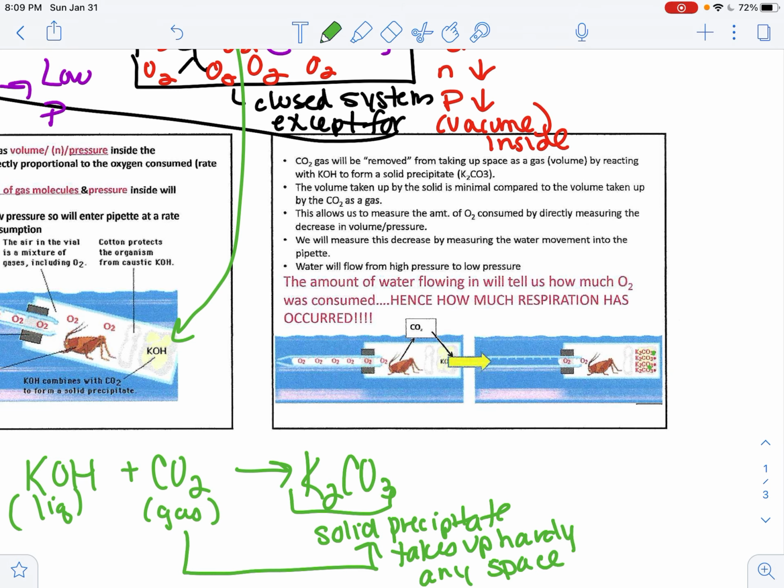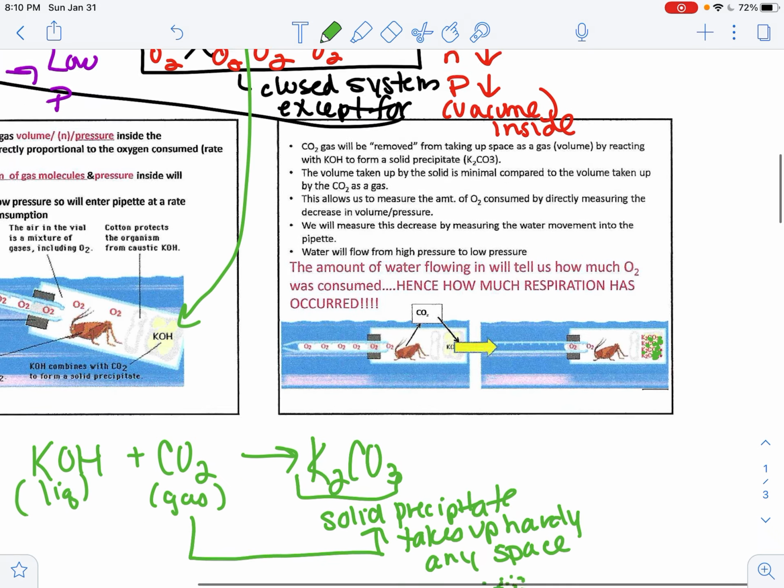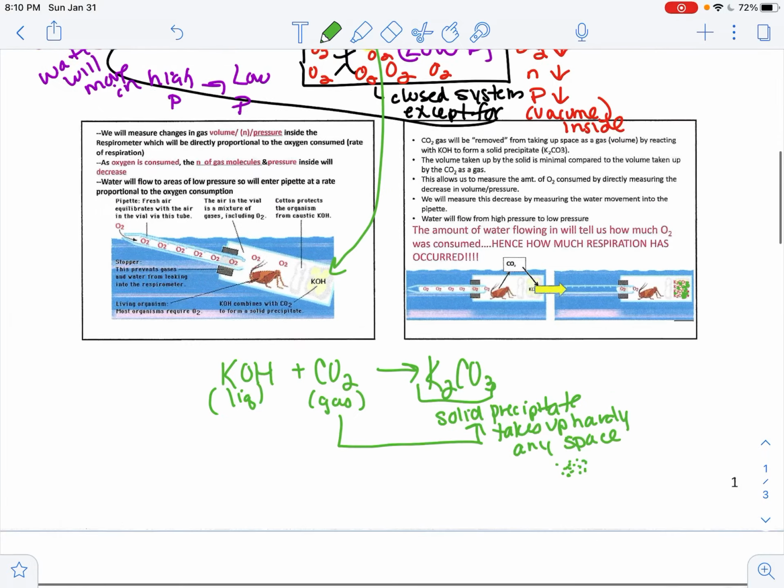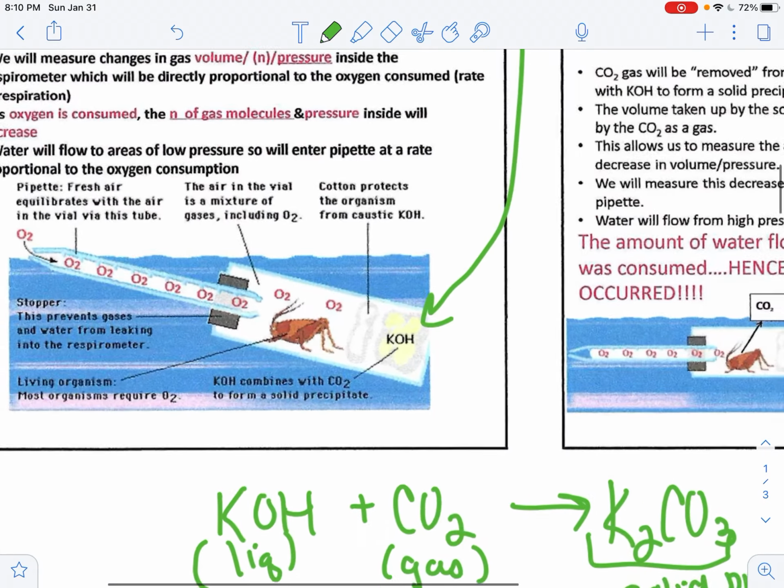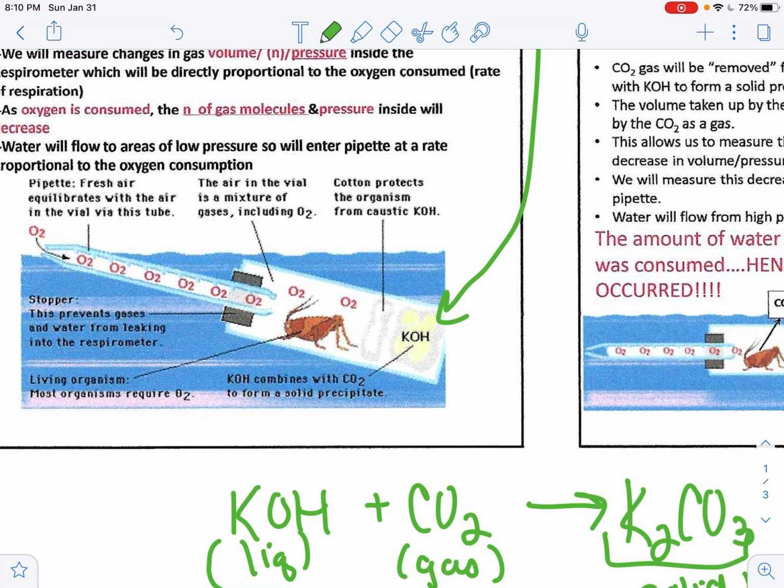It forms these little crystals. You won't even see them, they're so small. But that just basically takes carbon dioxide gas out of the equation here, literally and figuratively, so that our method will work, that as oxygen's consumed, the pressure inside will decrease due to the gas law. So that's the method we're going to use. And you're going to read all about that and see how they put this together.